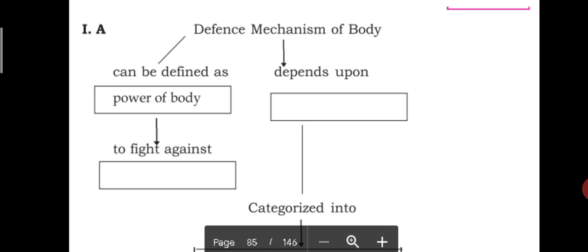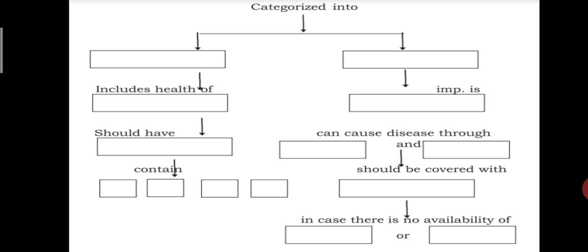Okay. So here you see they have left some columns blank, and you need to answer those columns. Now defense mechanism of body can be defined as power of body, and depends upon, they have not given the answer, that you have to write the answer. To fight against what? It is also not given. Then the categorized into all those things you have to fill in reading the paragraph. That is called note making. If you keep like this note making, even when you study for exam this way, it will be very, very useful for you. You just keep in mind the important points.